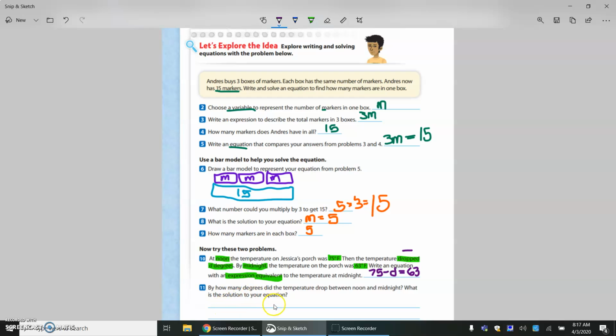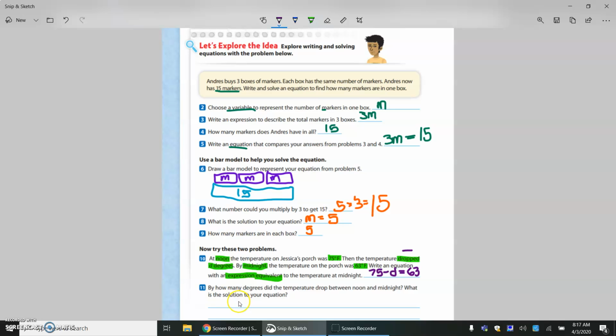By how many degrees did the temperature drop between noon and midnight? What is the solution to your equation? Oh, so they do want us to solve it down here. So we need to figure out what does D equal. Well, we can do that by counting up from 63, or we can just, let's just do that. That's the easiest way.